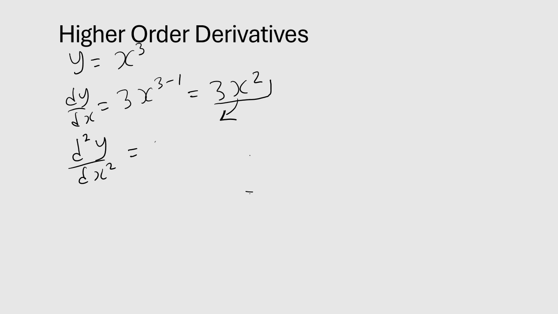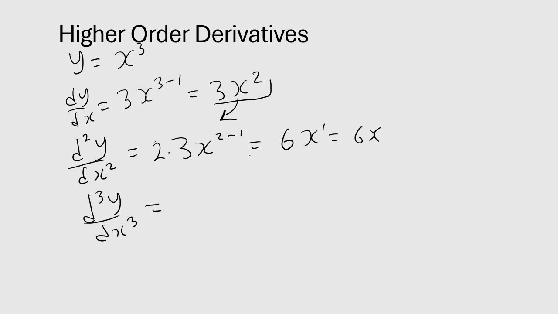If we differentiate this 3x squared, we take this 2 here and subtract 1 from the power, so 2 times 3 is 6x, and 2 minus 1 is 1, so this is just 6x. So this is a higher order derivative. If you like, we can differentiate once again, d cube y over dx cube. That is, we want to differentiate 6x. This is 6, a constant, times x power 1, and this is just 6.